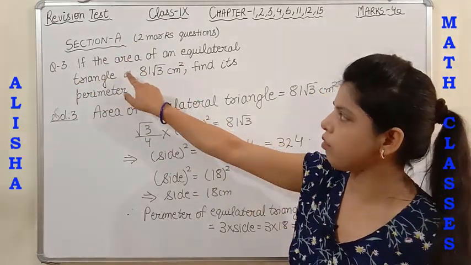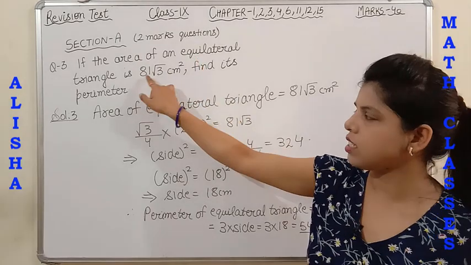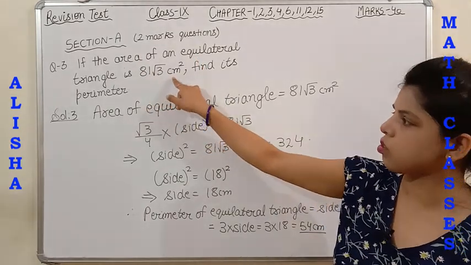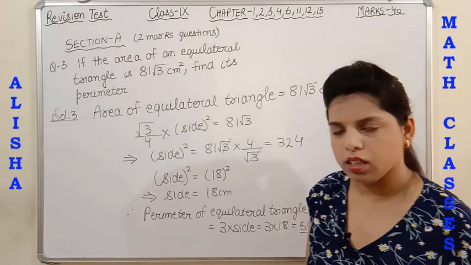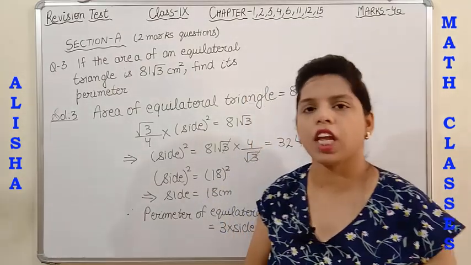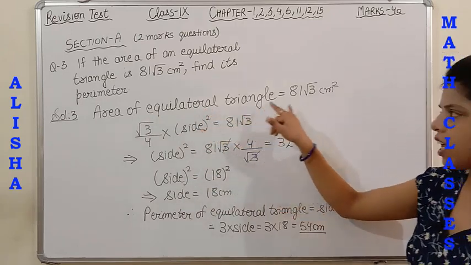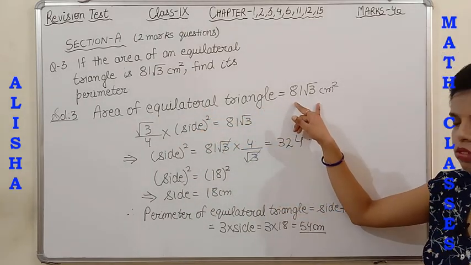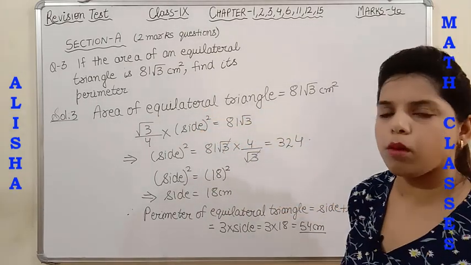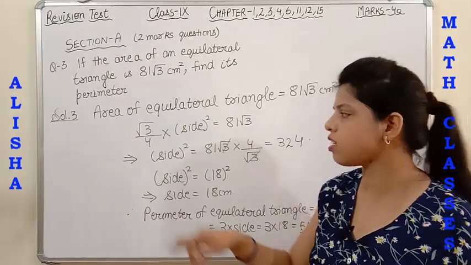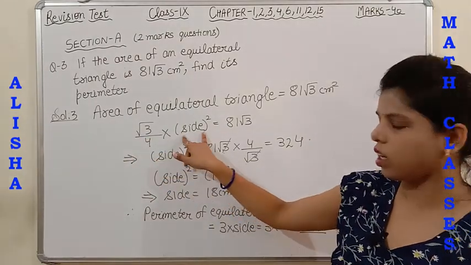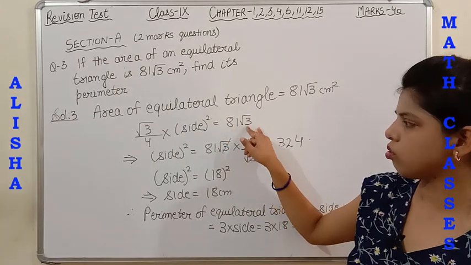So let's see the question. If the area of an equilateral triangle is 81 square root 3 centimeter square, find its perimeter. So I hope that all of you know about equilateral triangle whose all sides are equal. So this is the given information that area of equilateral triangle is 81 root 3 centimeter square. But we know the formula of area of equilateral triangle, that is root 3 upon 4 into side square is equal to 81 root 3.